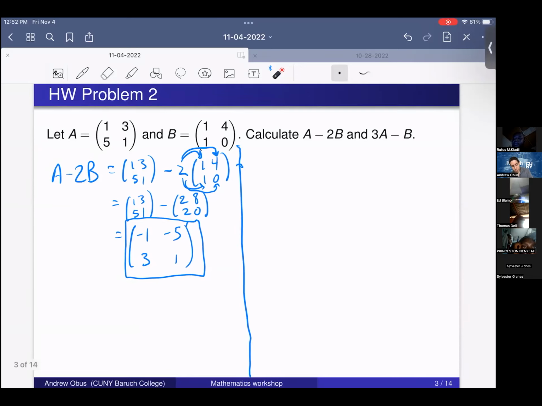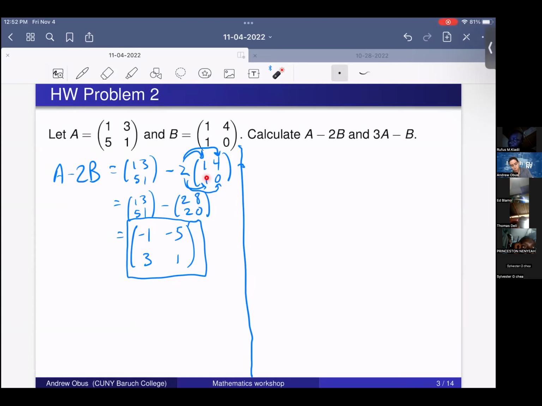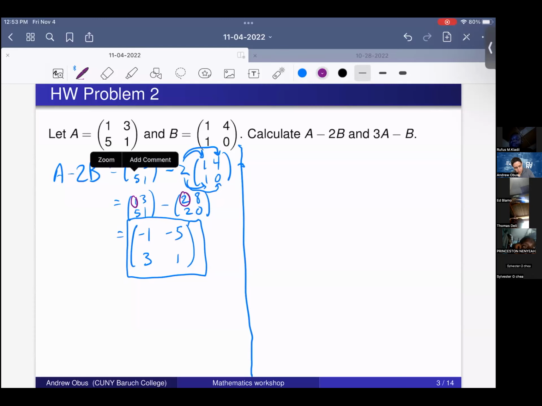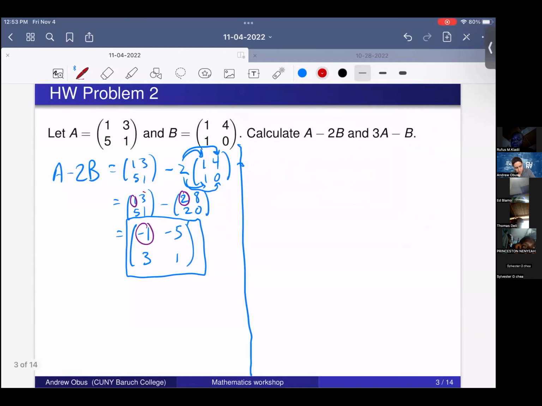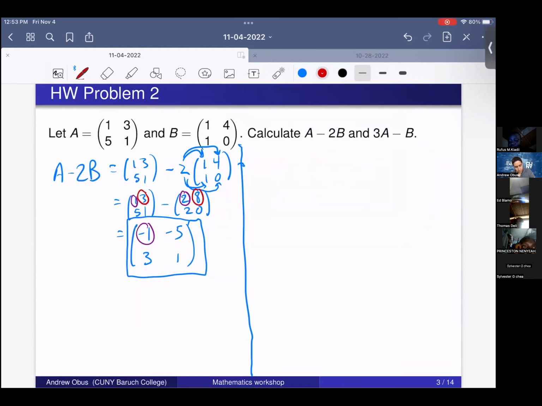So instead of 2 times 1410, I multiply everything by the 2, and this becomes 2820. And so now I have 1351 minus 2820. And then to get each entry in the matrix, I just subtract the corresponding entries. So if I want my upper left entry, that's 1 minus 2, which gives me minus 1. And if I want my upper right entry, that's 3 minus 8, which gives me minus 5.